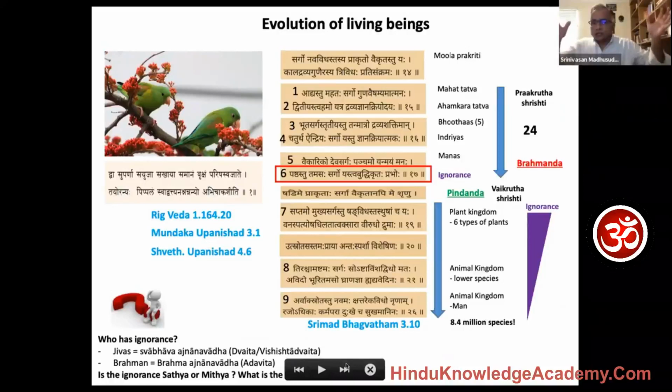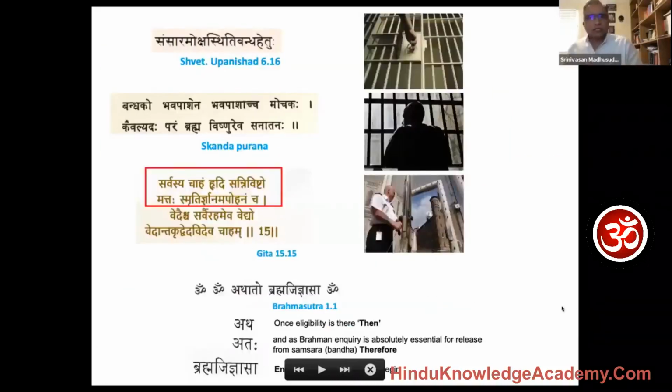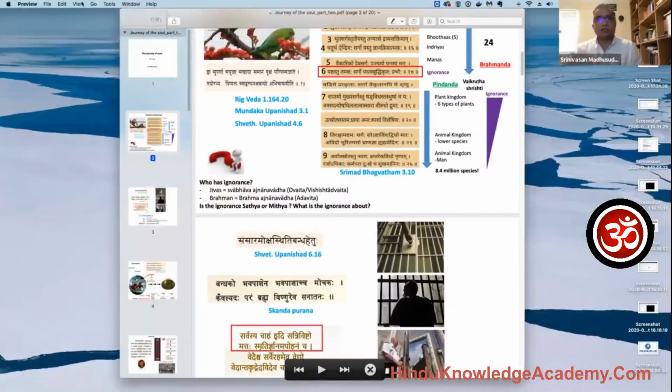Okay, so that gives you the context or the foundation, and we move on to the next slide, Abhijit. So now the key concept here is, we discussed ignorance. Now, Shvetashvatara Upanishad says, samsara moksha sthiti bandha hetuhu. It describes this deva, as Shvetashvatara Upanishad likes to describe God as deva, and it says he is the one who has given samsara moksha sthiti bandha hetuhu. Hetuhu means he is the reason for that.